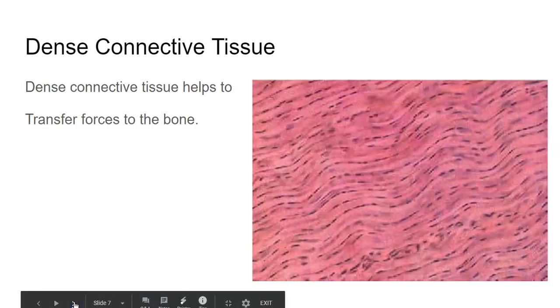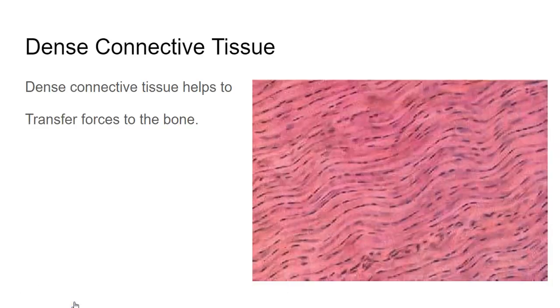So the next one is dense connective tissue. It forms strong rope-like structures such as tendons and ligaments. So the tendons attach skeletal muscles to bones, and ligaments connect bones to bones at our joints.